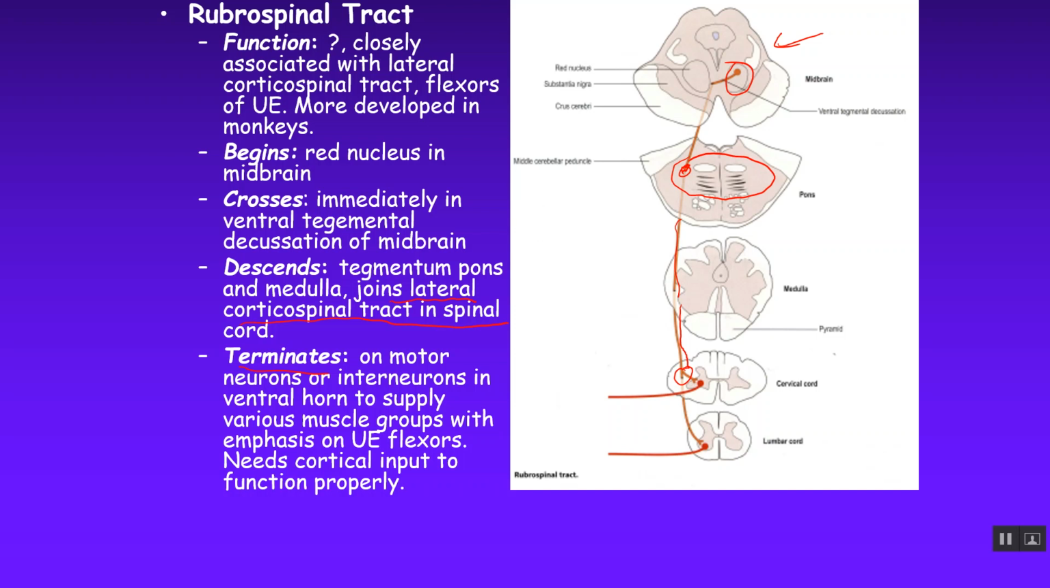This is a pure contralateral pathway. I would remember that the rubrospinal tract is a pure contralateral pathway, and the lateral corticospinal tract is a pure contralateral pathway. So if you have damage to the left red nucleus, you're going to have problems with your right upper extremity flexors. It's pretty uncommon to have a red nucleus lesion, but it can happen.